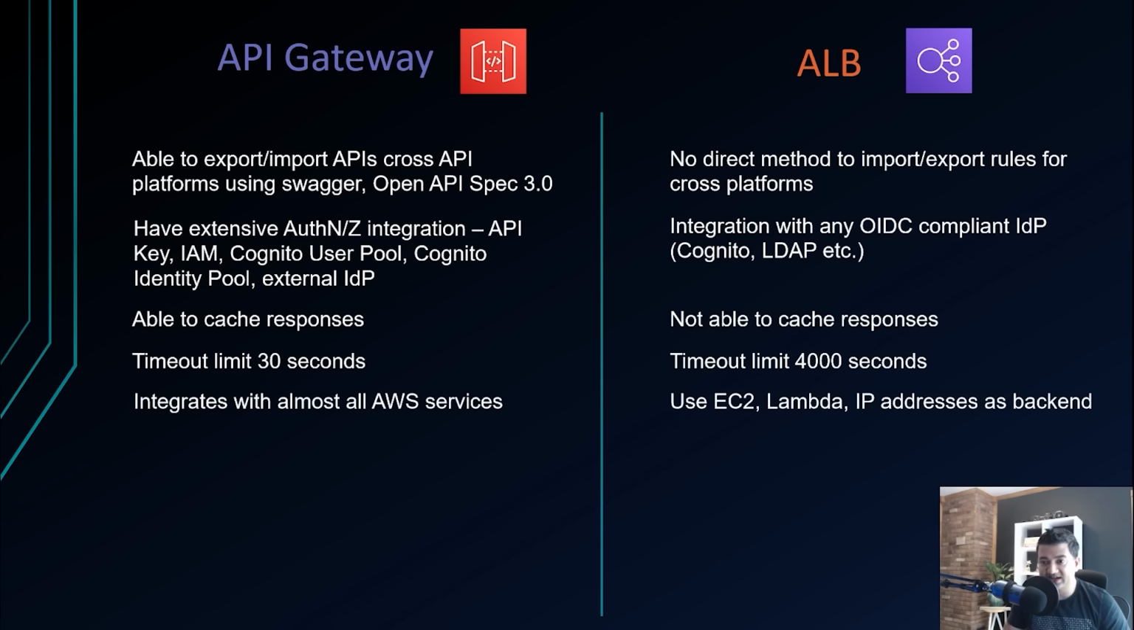API Gateway integrates with almost all AWS services. If you go to the API Gateway console and click the backend integration, you will see a lot of AWS services in there. ALB integrates with EC2s, Lambdas, and IP addresses as backend. It cannot integrate directly with all the different services that API Gateway can. With API Gateway, there is no health check, like it's not going to periodically go and check if the backend service is up and running. If you want to implement it, you have to do it yourself.